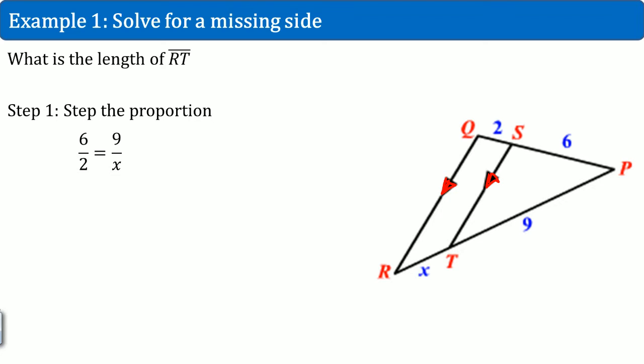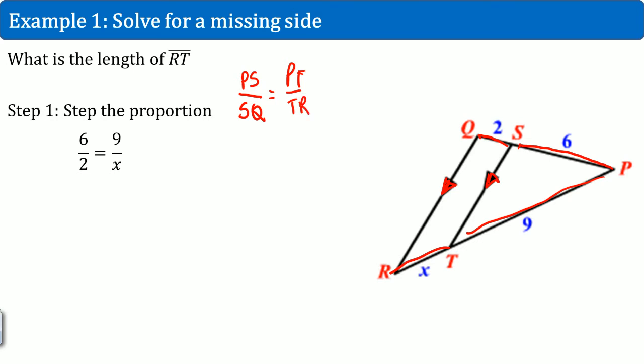Remember this, if you would like to see how it looks, it should have been P over S divided by S over Q right here. P over S divided by S over Q is going to be equal to the first part, P over T divided by T over R. Okay, that's how I got this.